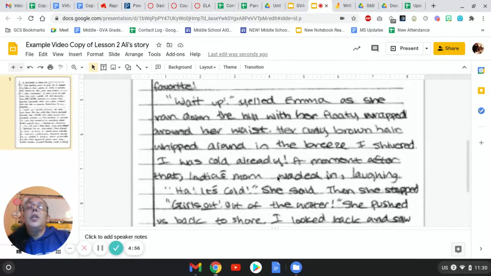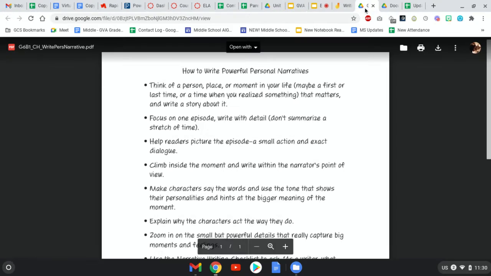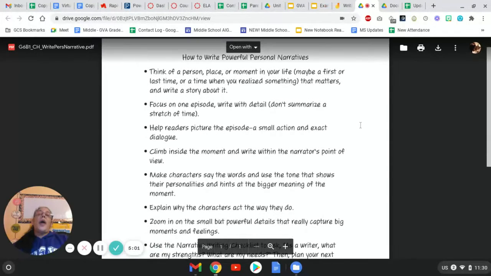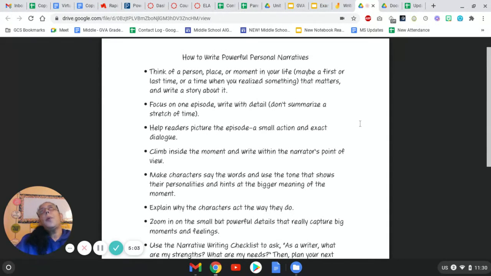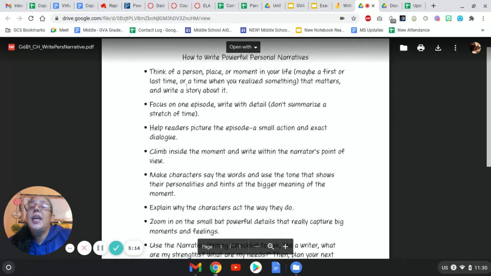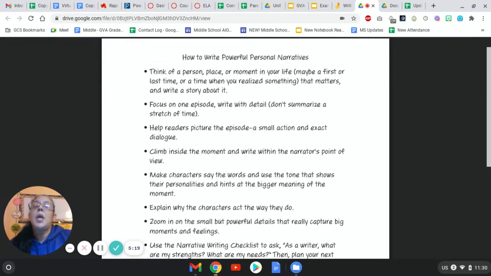But before we do that, we're going to look at some strategies that authors use to write powerful personal narratives. So we're going to look for these strategies in Allie's writing today. First, think of a person, place, or moment in your life that matters and write a story about it. So it should be about a moment in your life, a person, a place. Okay?